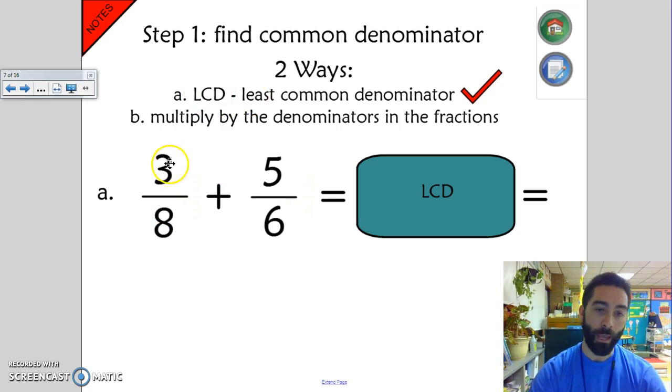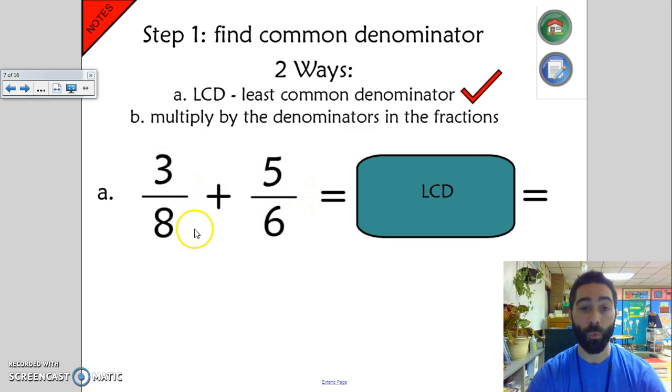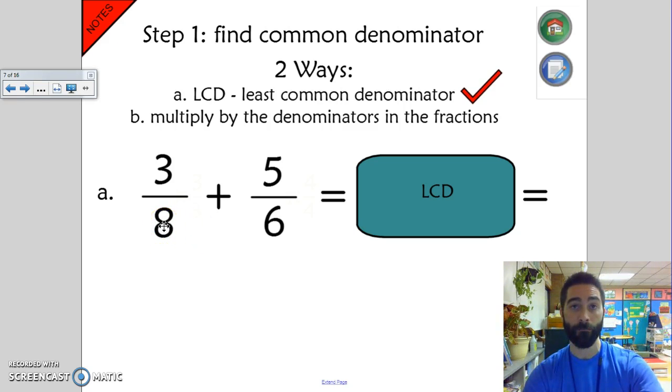So for 3/8 plus 5/6, the least common denominator between these two numbers would be 24, because 6 does not go into 8, and 8 does not go into 6. And if we went up 1, 8 to 16, multiplying by 2, 6 does not multiply into 16. And so if we went up 3 times, 8 times 3 is 24, well, 6 times 4 is 24. So there's their least common denominator right there when I'm doing multiples.